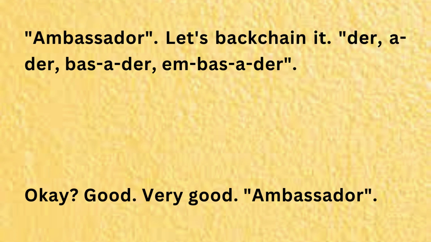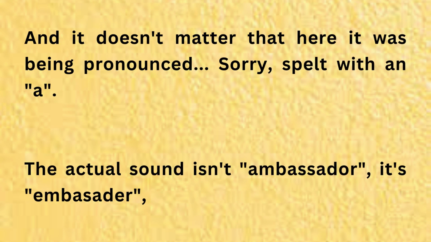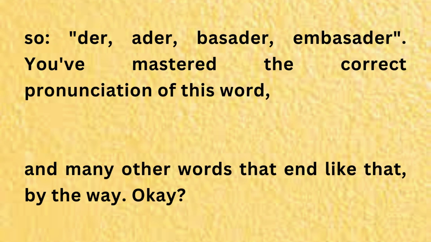Good. Let's try a third one. Ambassador. Let's backchain it. Dare, ambassador. Okay? Very good. Ambassador. And it doesn't matter that here it was being spelt with an A. The actual sound isn't what the spelling suggests. So, ambassador. You've mastered the correct pronunciation of this word and many other words that end like that, by the way. Next.